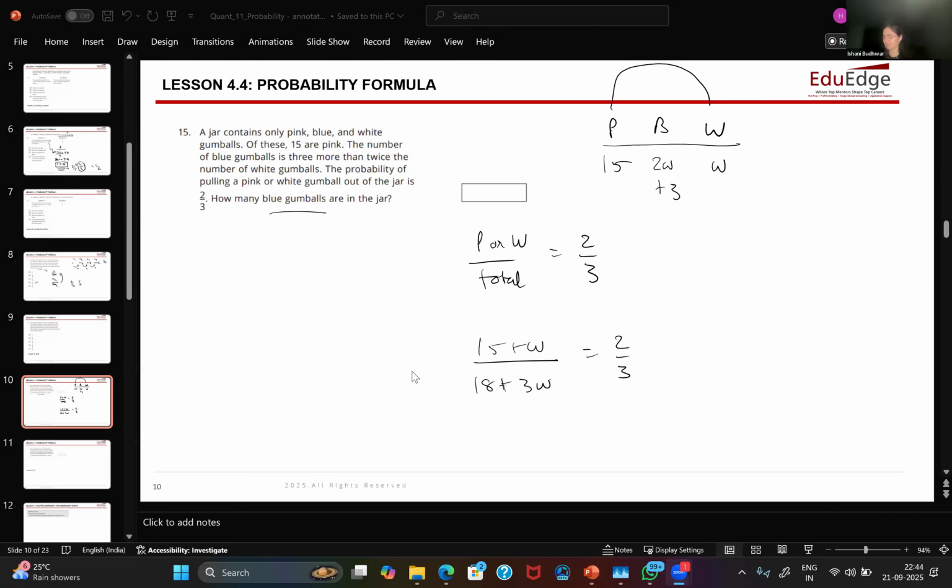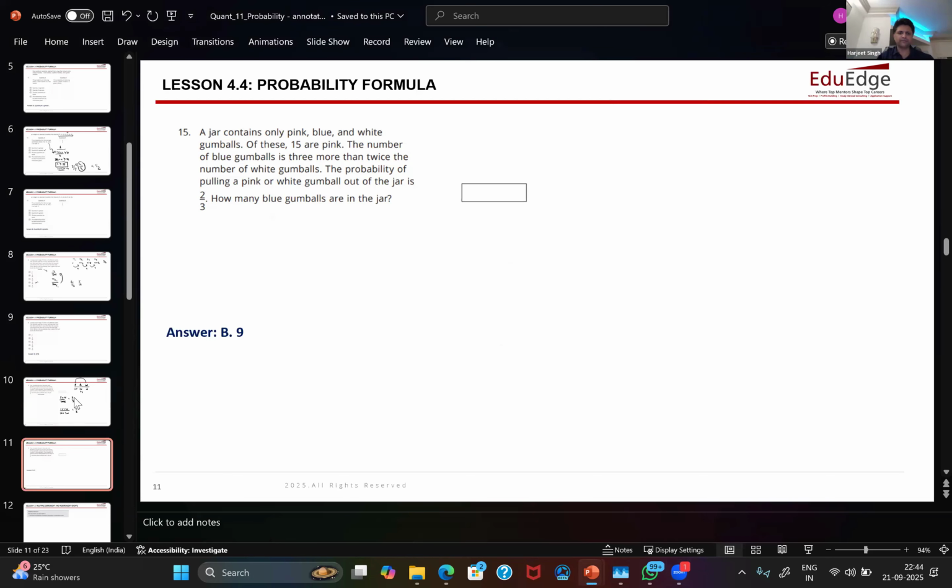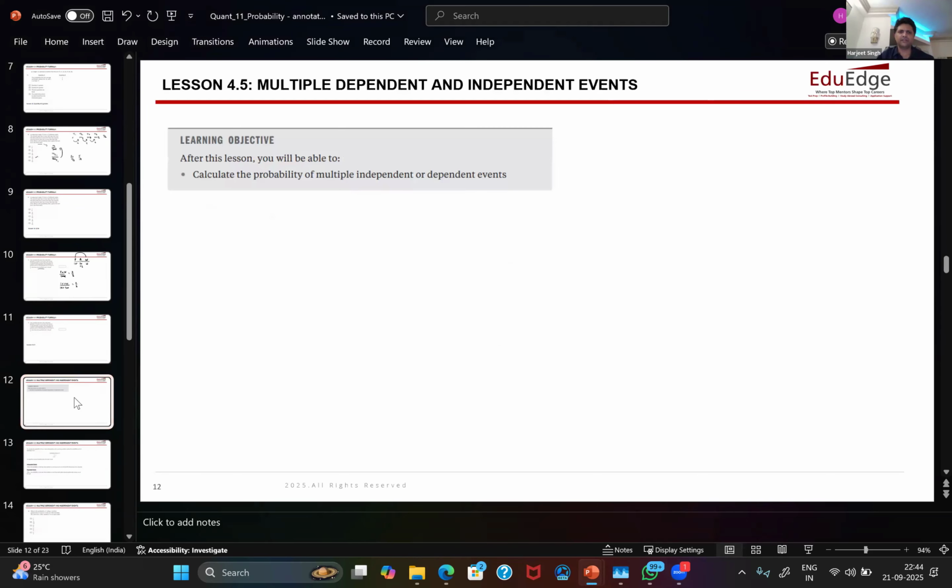W is 3 and B is 9. A is 9. You mean W is 9? Yeah, W is 9. No, or blue? W is 3. Okay, W is 3 and blue is 9. All right. Let's see. Yeah, blue is 9. Nice.